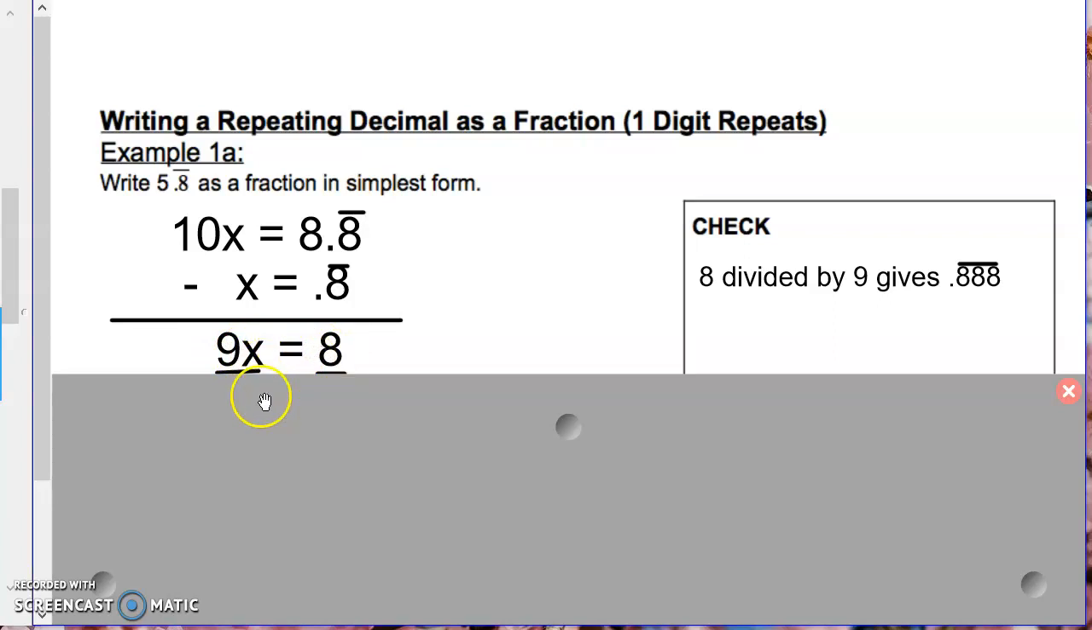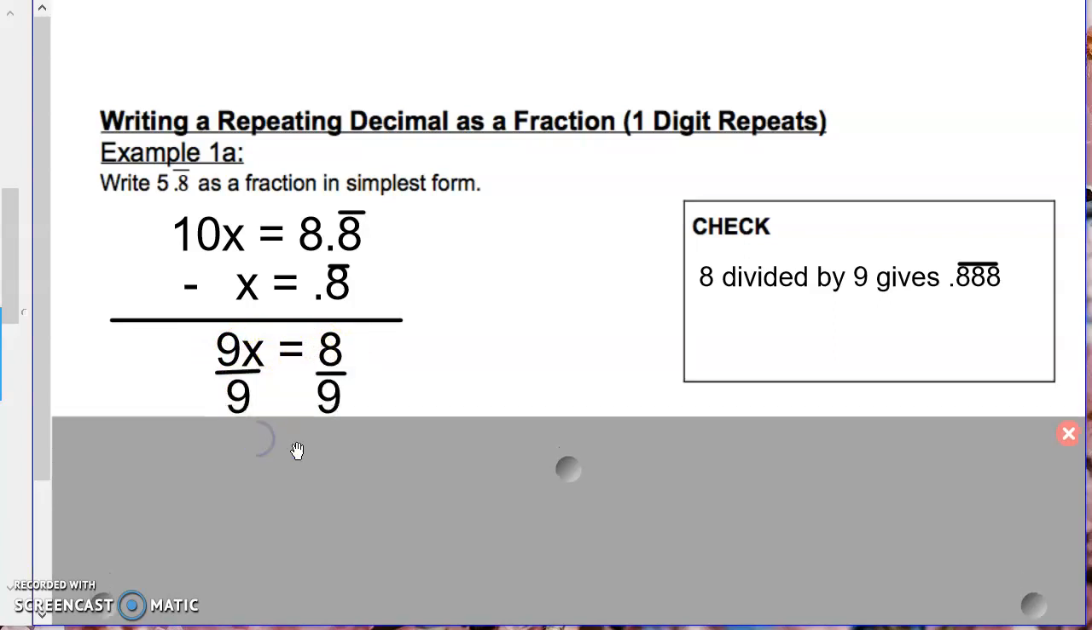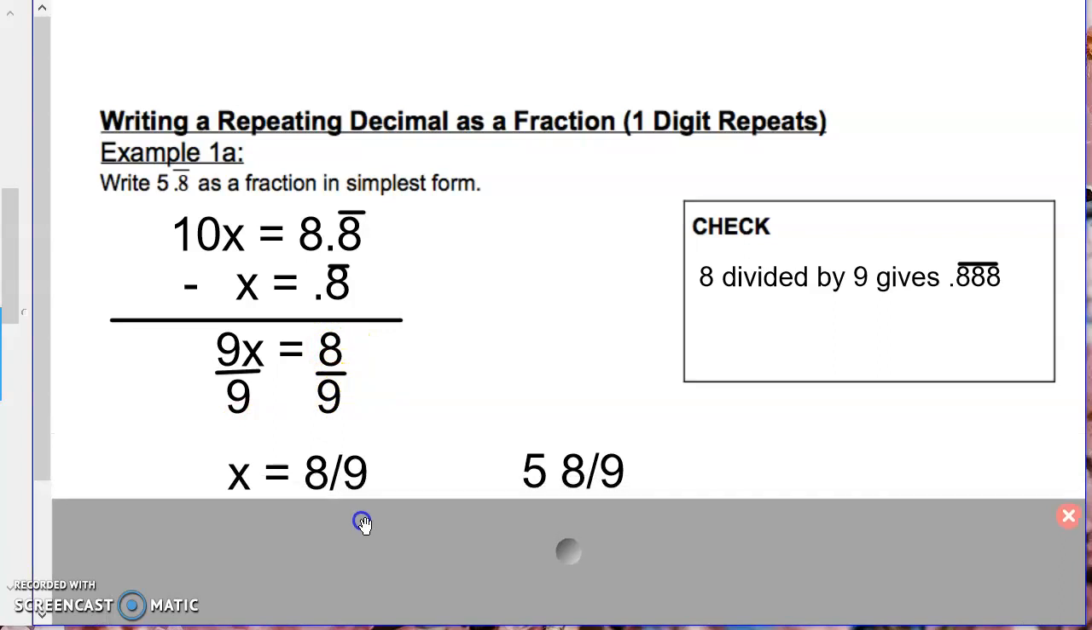Then, to solve for x, I'm just going to divide by 9 on both sides. So that's going to cancel the 9s on this side, and that's going to leave me with 8/9. And that's what the repeating decimal 0.8 equals. It is 8/9. So then to write this as a fraction in simplest form, I would just write 5 8/9. Now to check that, all I need to do is just type into my calculator 8 divided by 9, and that gives me 0.888 repeating.